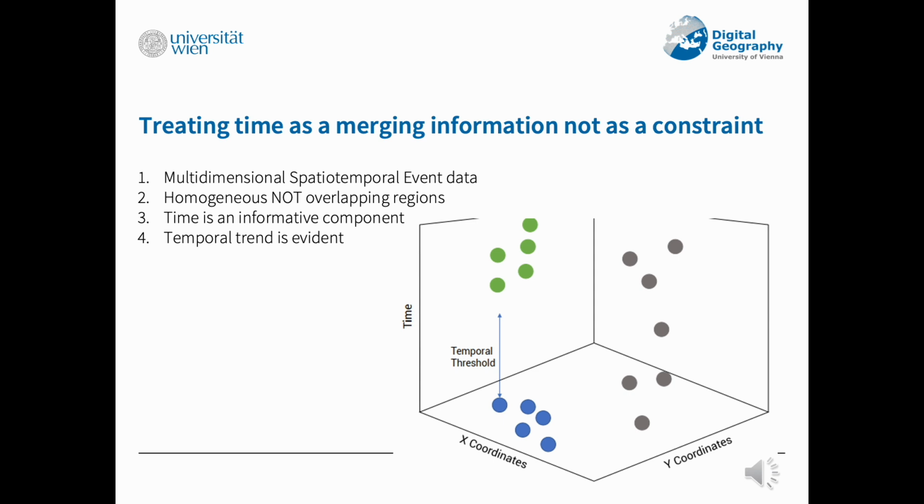So time can be used as an additional dimension when clustering spatial data. However, this might not be optimal depending on the clustering purpose. As an example, we have multidimensional spatio-temporal event data, and we want to create homogeneous but not overlapping regions. Time is an informative component, but there is also an evident temporal trend in the data. For example, the values of the attribute we are measuring are increasing over time, and there might be a lack of data to connect the values from the beginning and the end of the time frame.